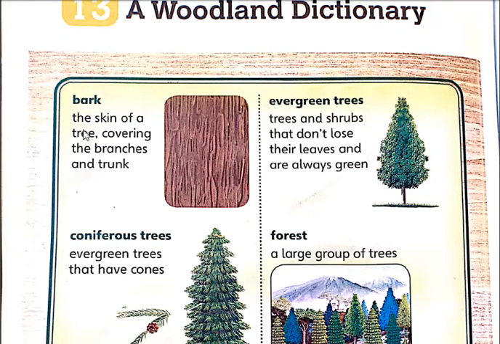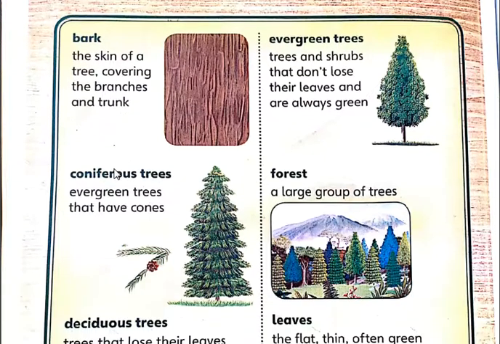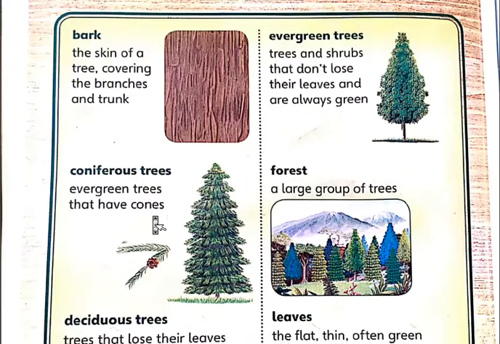Here is the word and here is the definition, and of course we have to note that it is in alphabetical order. Bark, the skin of a tree covering the branches and trunk. We have seen this before. I don't have any more words in B, so the next word is going to be in C, beginning with the letter C. Coniferous trees. And coniferous trees, we know that it's evergreen trees that have cones.